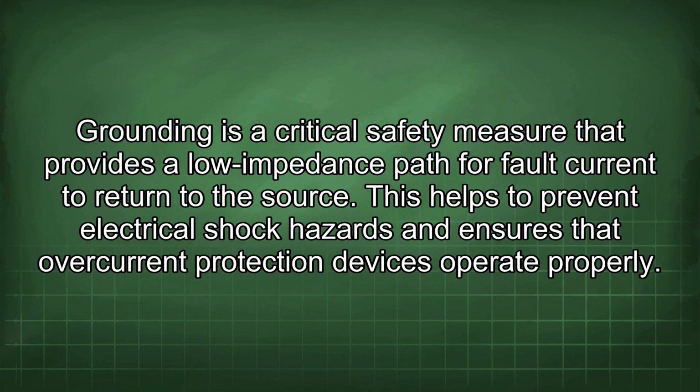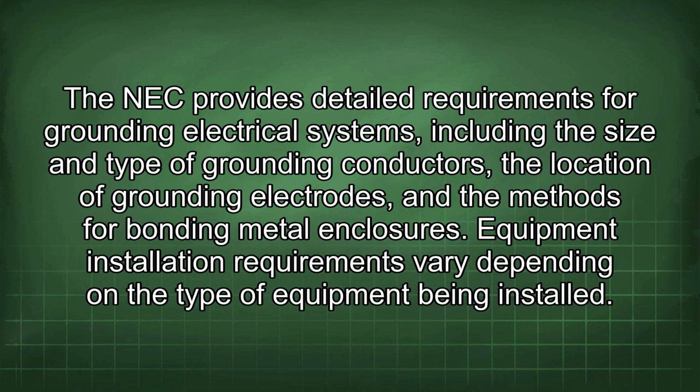Grounding is a critical safety measure that provides a low impedance path for fault current to return to the source. This helps to prevent electrical shock hazards and ensures that overcurrent protection devices operate properly. The NEC provides detailed requirements for grounding electrical systems, including the size and type of grounding conductors, the location of grounding electrodes, and the methods for bonding metal enclosures.